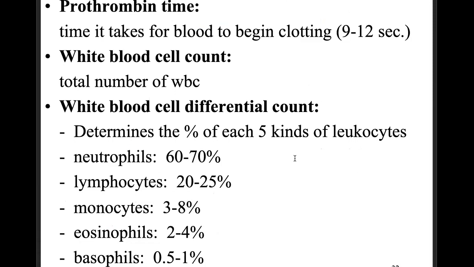Your white blood cell count is the total number of your WBC, whose subcategories we've already talked about. So your WBC differential determines the percent of each of the 5 kinds of leukocytes. Your neutrophils are usually 60 to 70%. Lymphocytes are 20 to 25%. Monocytes are 3 to 8%. Eosinophils are 2 to 4%. Your basophils are 0.5 to 1%. Remember, the most common is your neutrophil. The least common is your basophil. And that is all about your WBC count.